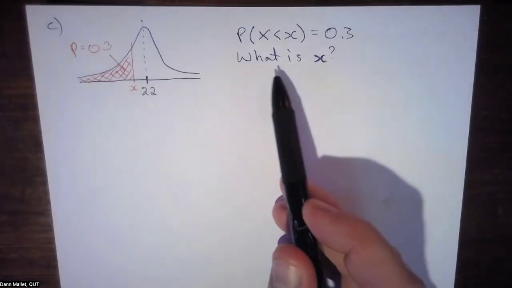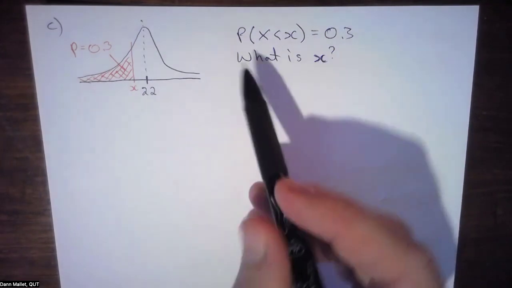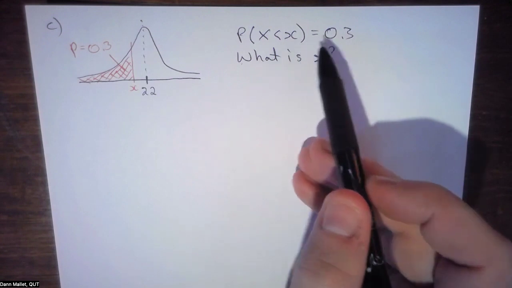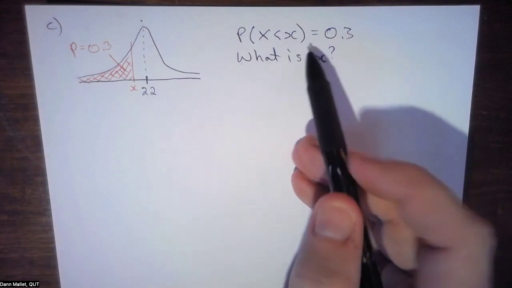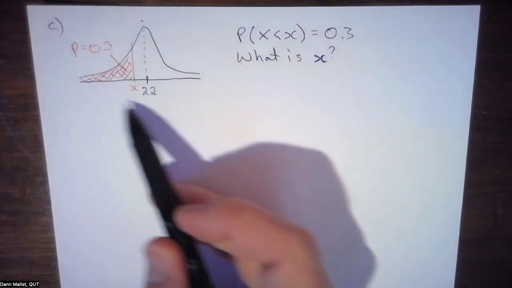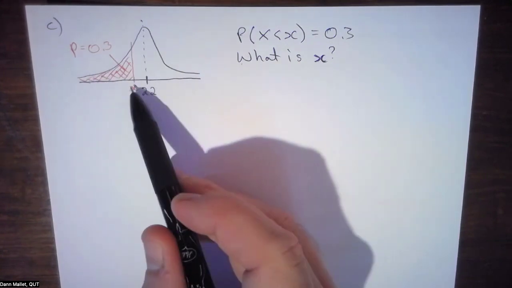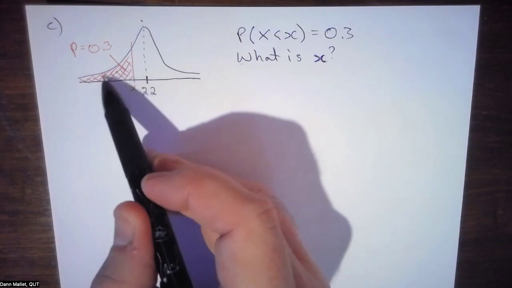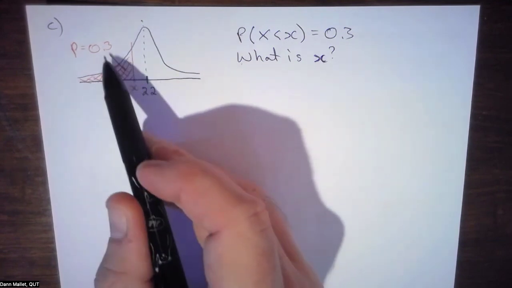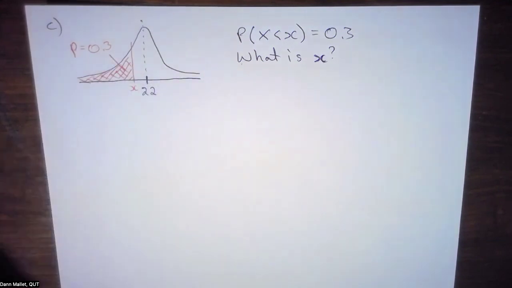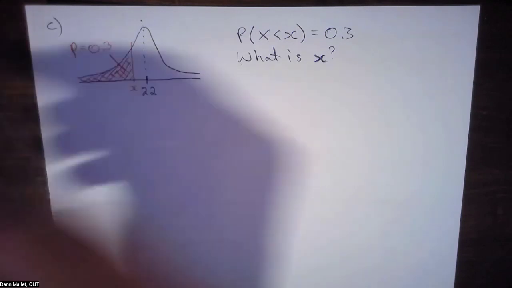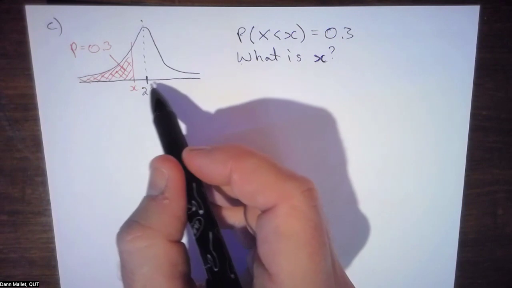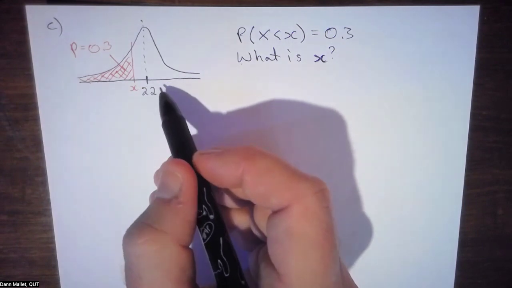In part C, we're trying to find what is x such that the probability that our random variable is less than that x value is equal to 0.3. Now visually, that looks like this little sketch here. We've got some unknown x value, and the probability that our random variable is less than that, shaded region, is equal to 0.3. The table that we're working with doesn't allow us to work with values less than the mean. We only have a table for values greater than the mean.